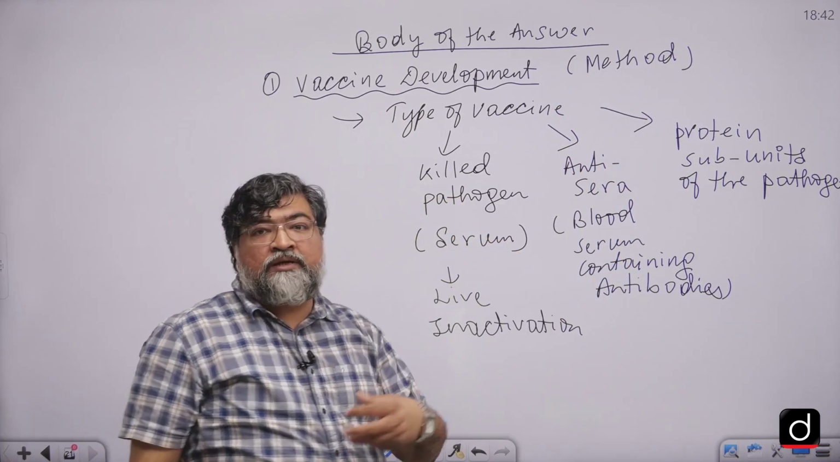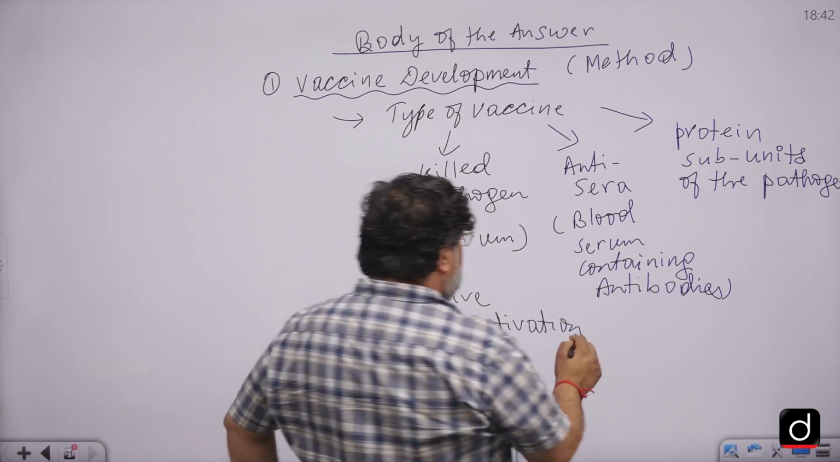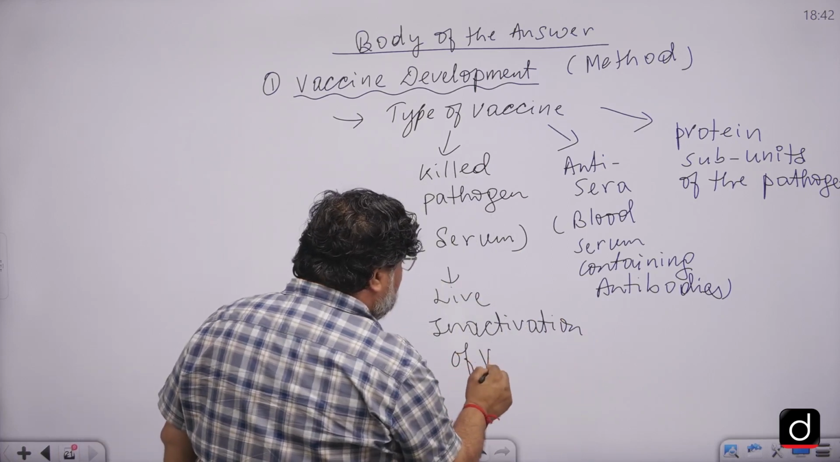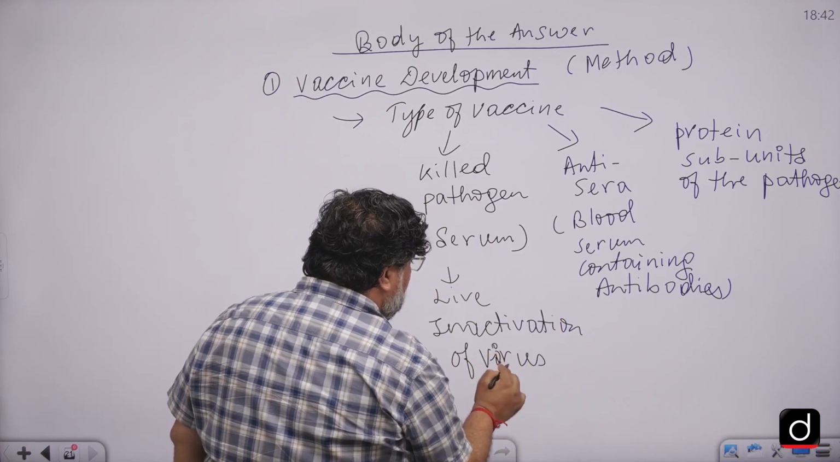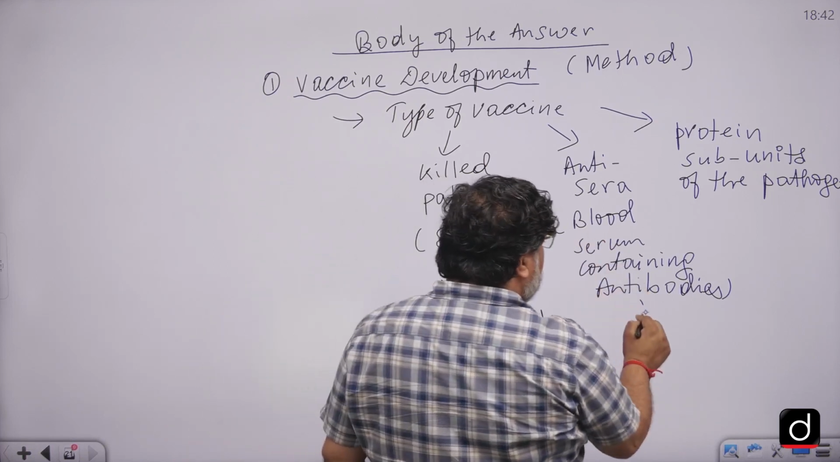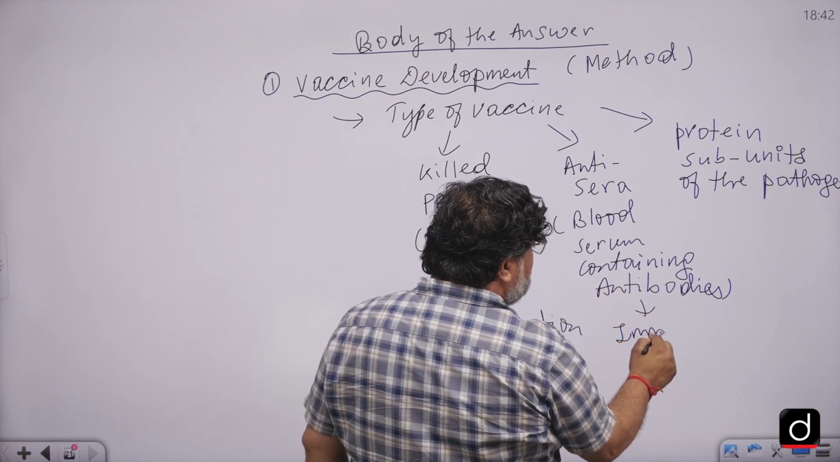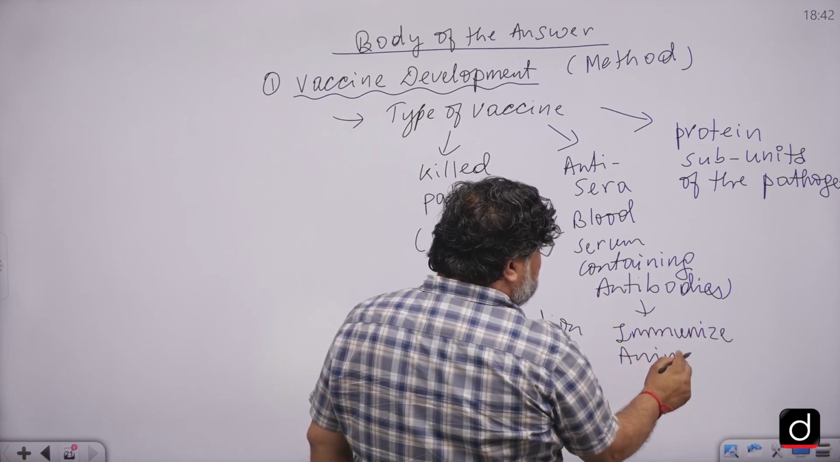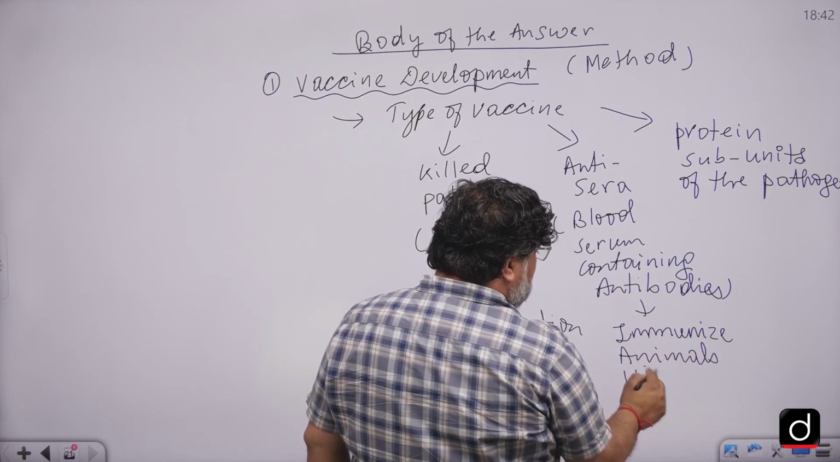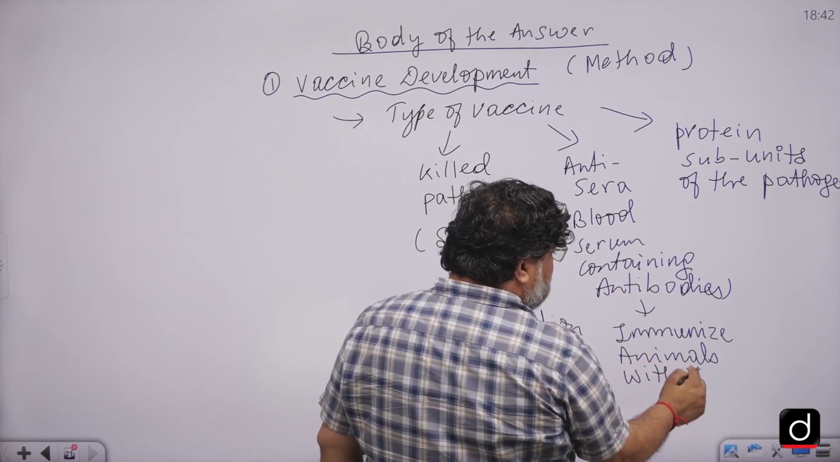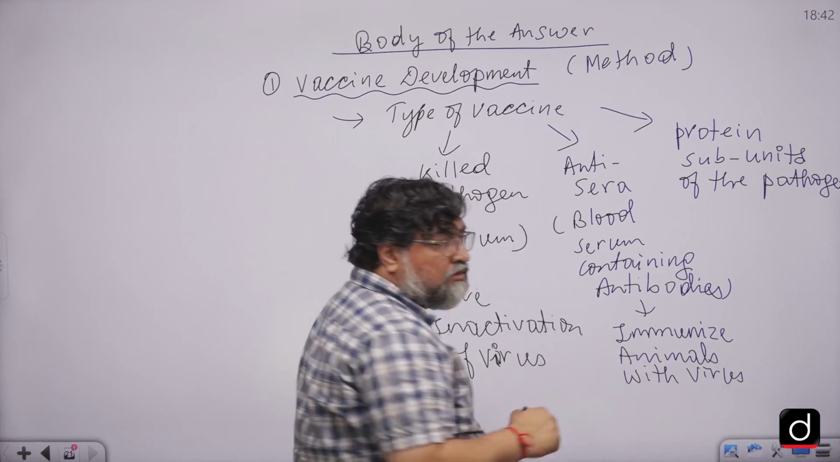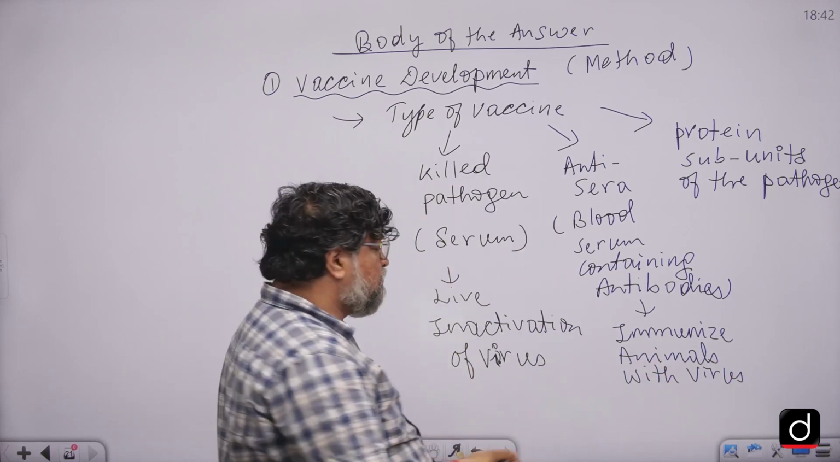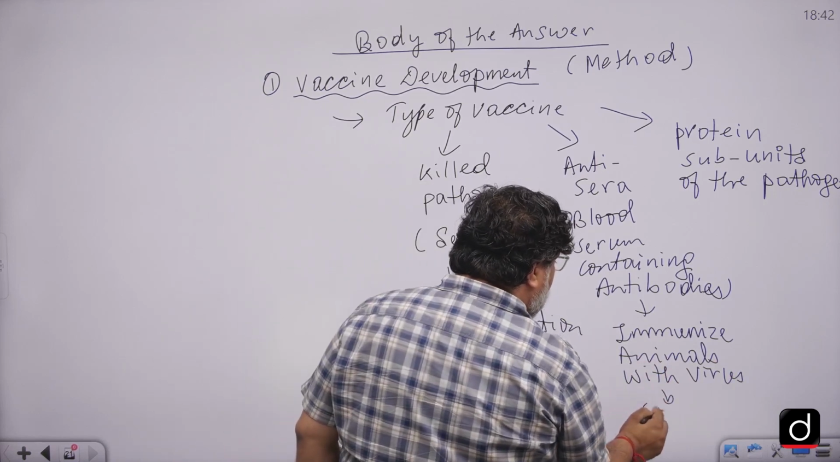Or what we can do is anti-sera. What is here? We take the live virus, let's say the pathogen, and that is prepared. Here what we do, we immunize animals with that virus or pathogen. Now the animal will produce antibodies, and here is the collection of antibodies.